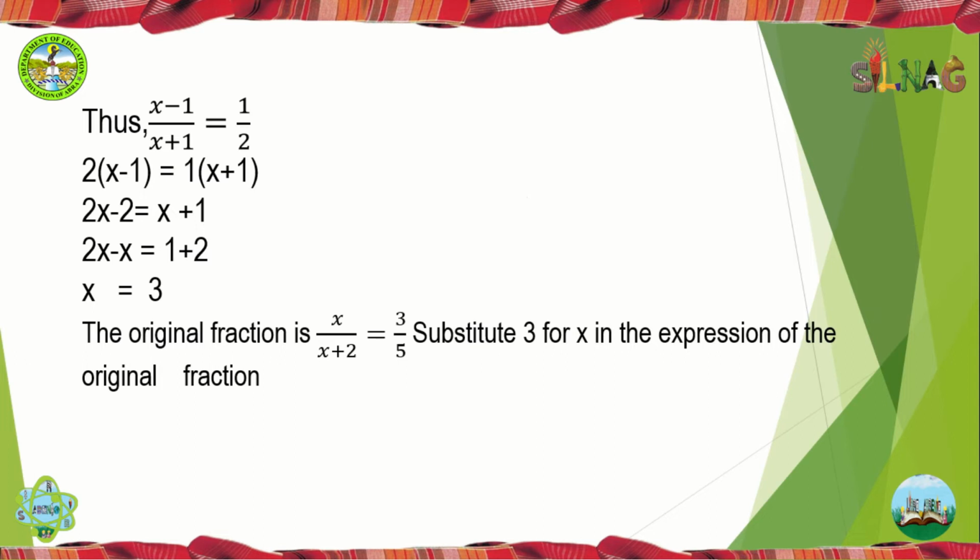So the original fraction is represented as x over x plus 2. Now we substitute 3 for x in the expression of the original fraction. So we have 3 over 3 plus 2, and 3 plus 2 is equal to 5. So the fraction now is 3 over 5.